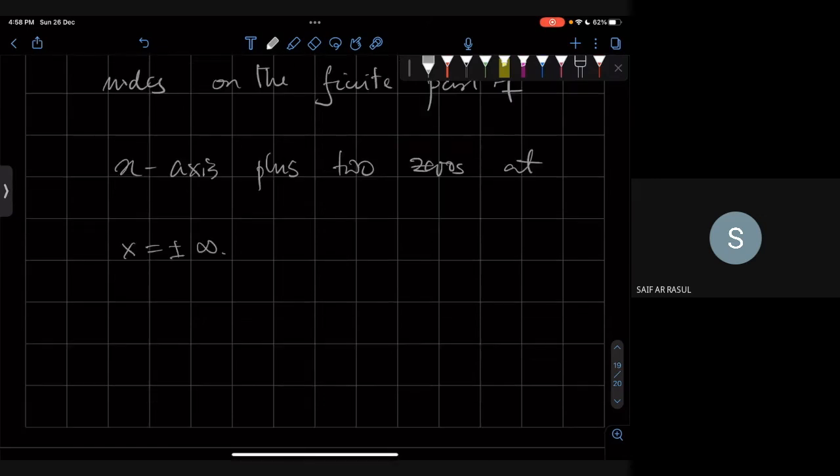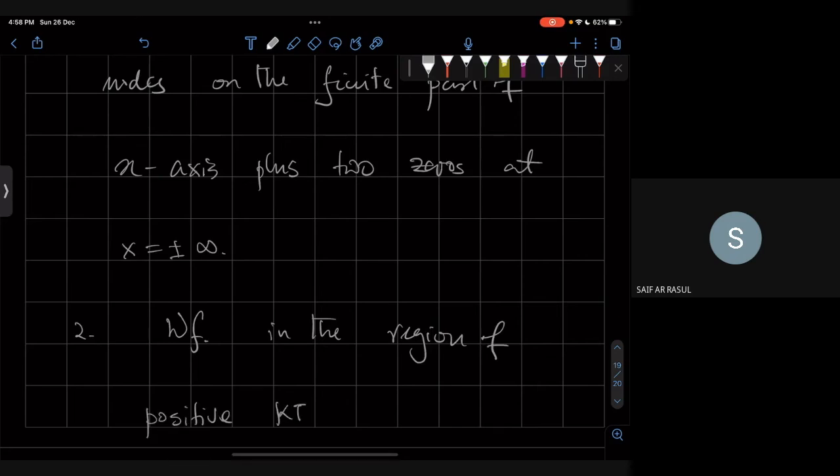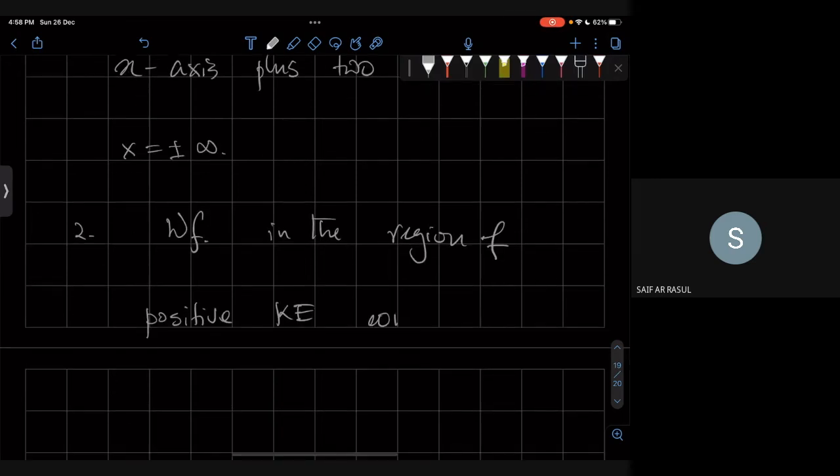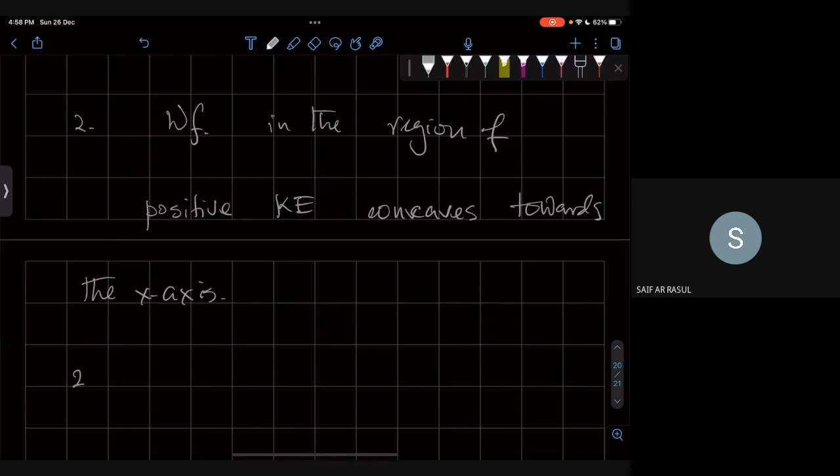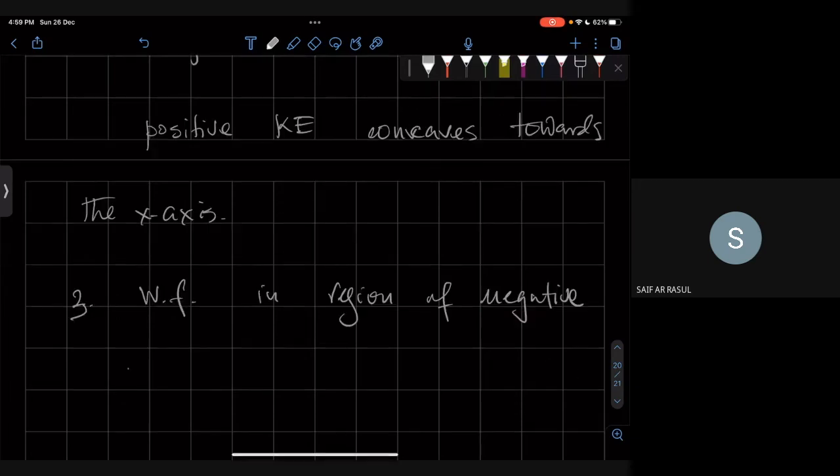That's number one. Number two is that the wave function in the region of positive kinetic energy concaves towards the x-axis. Towards the x-axis, okay? And number 3 is the opposite: the wave function in a region of negative kinetic energy concaves away from the x-axis.